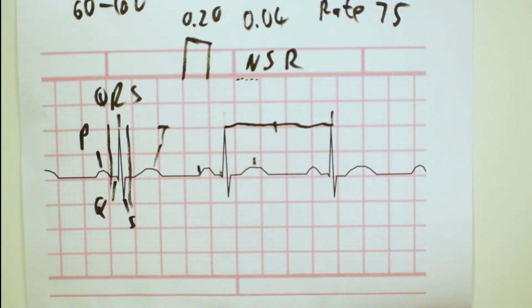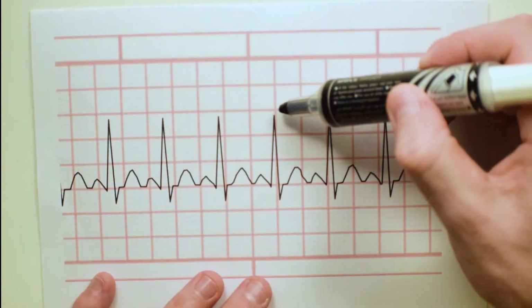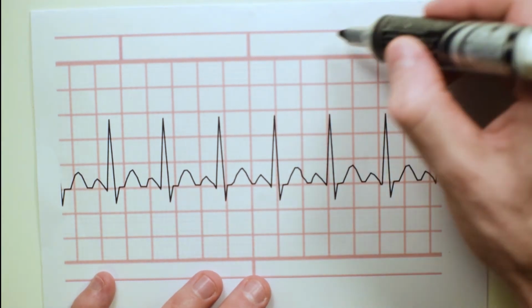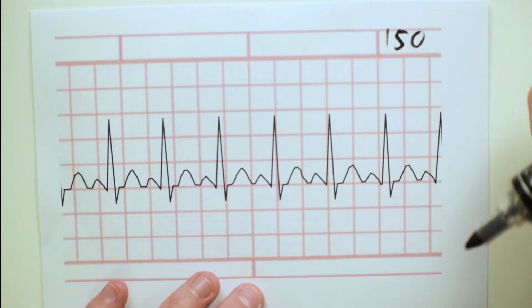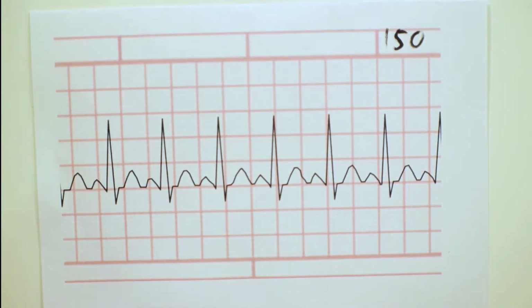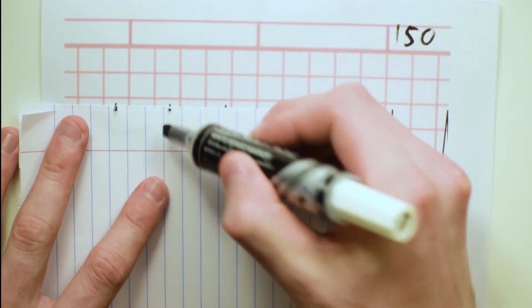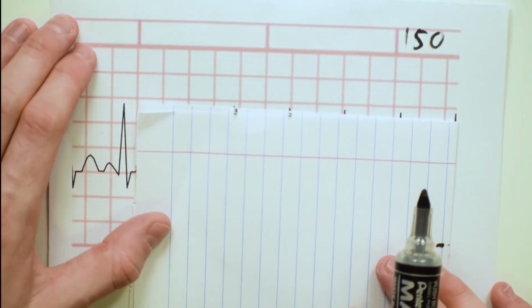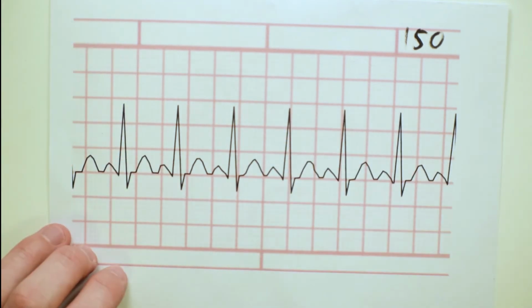Let's move on to the next. Our first question is rate and rhythm. There are 2 big blocks between your R and R. So 300 divided by 2 is 150. So it's fast, faster than normal. Is it regular? If we take 2 dots like that, we shift it, shift it, shift it. So cool, we have a regular rhythm. So we have a fast regular rhythm.